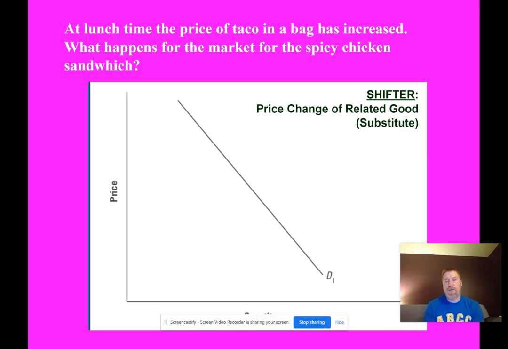So if it's a substitute or a related good, then it would shift the demand curve. And if the price of tacos goes up, then I'm going to buy the spicy chicken instead. And that would be an increase in demand for the spicy chicken sandwich. Again, the word price is in there, but the market is spicy chicken sandwiches, so it's a different product. So to just be a movement, it has to be the price of that product. But if we're talking about something else, then it would shift the curve.